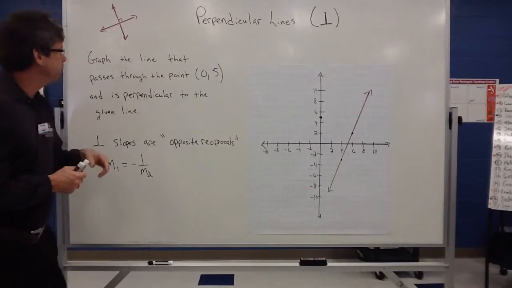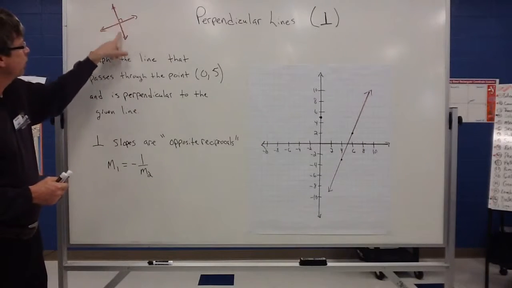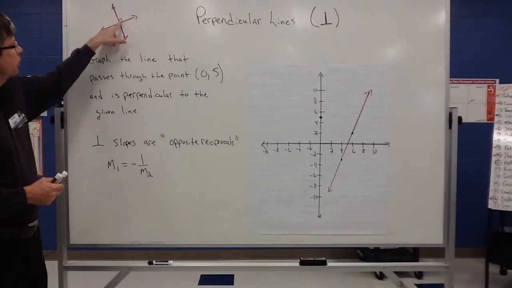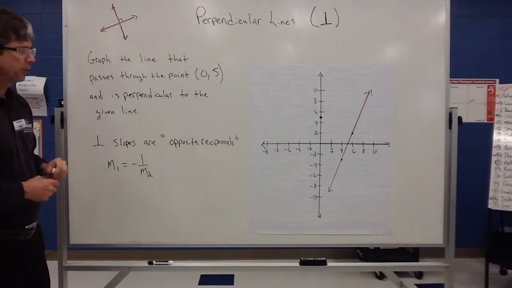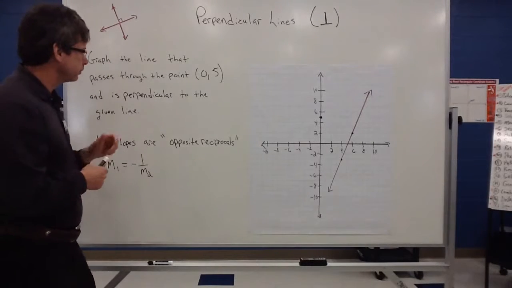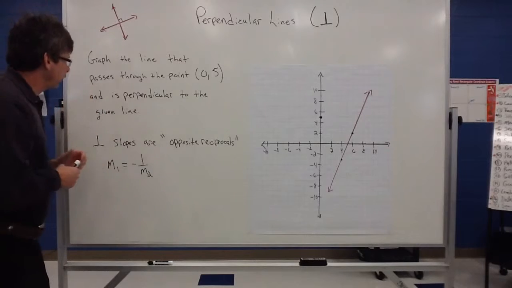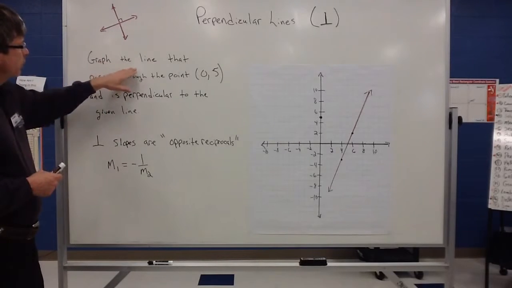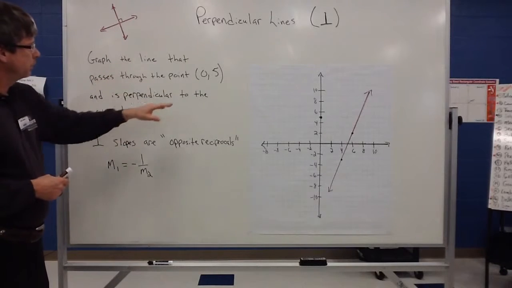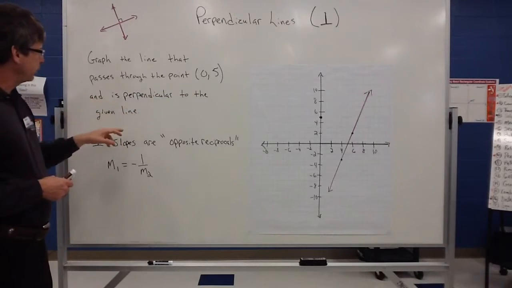So an example would be something like this. See how we have these two lines that cross, and they have this special intersection which we call a right angle there. So they intersect in a very special way. So look at this problem here. We want to graph the line that passes through the point 0, 5 and is perpendicular to the given line.